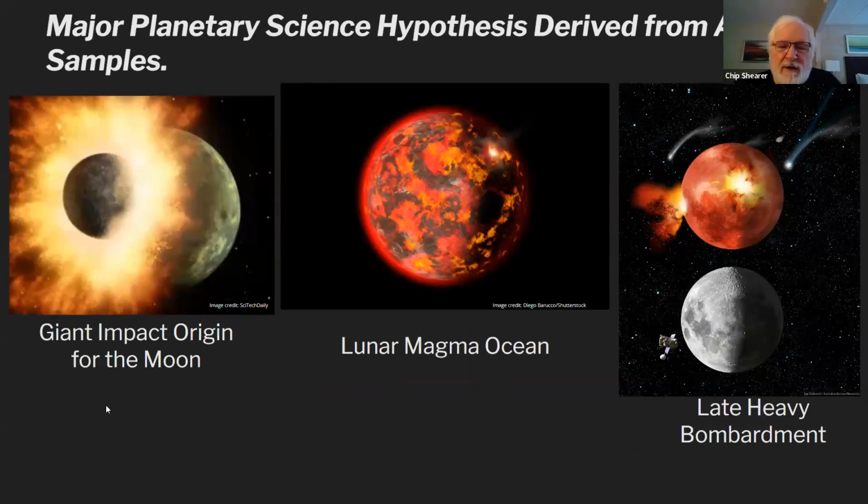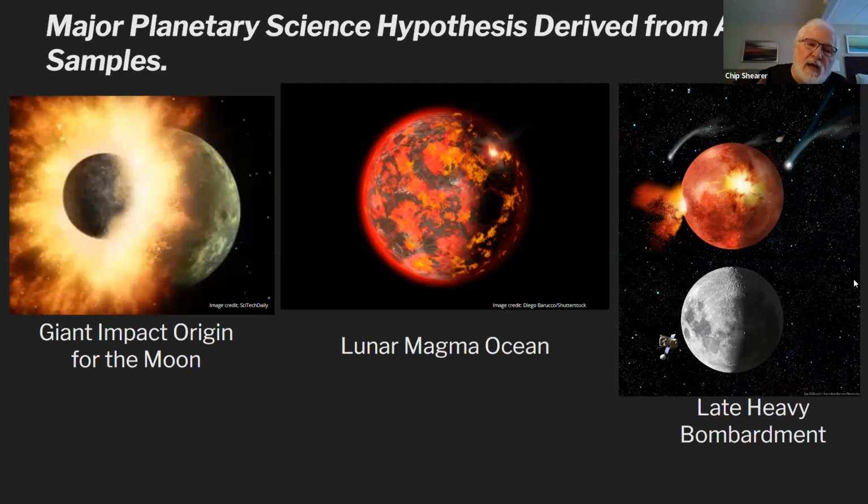So how does this help us, the Artemis missions, and what science has been done since Apollo that helps us? From the samples returned, we have developed a number of hypotheses from the Apollo samples, ranging from a giant impact origin of the moon, to a lunar magma ocean, a primordial melting event on the moon that produced the core, the mantle, and the crust very, very early on.